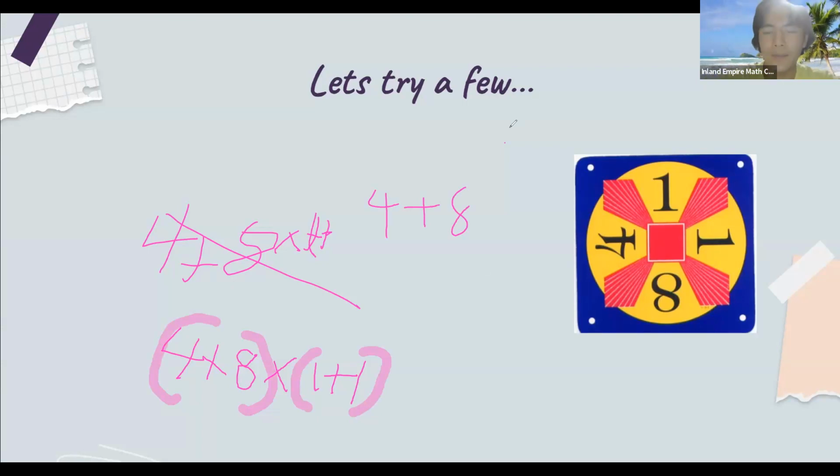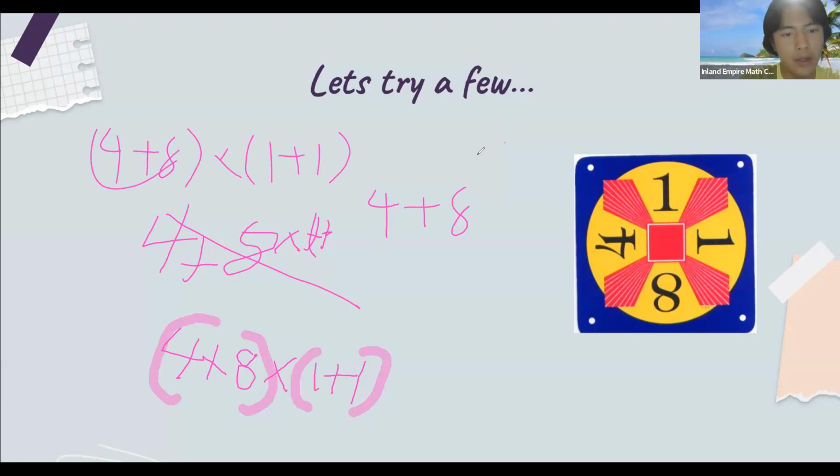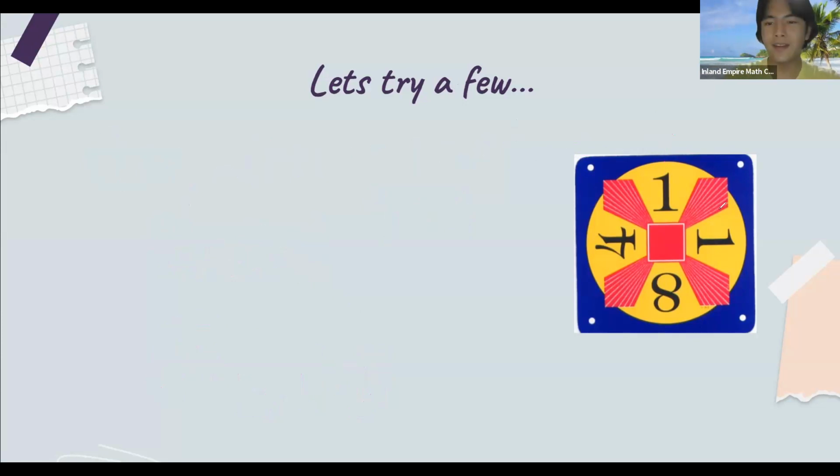Yeah, that's why the parentheses are particularly important, because if you don't have them, it changes the order. But yeah, this is the correct answer. The correct answer is (4 plus 8) times (1 plus 1), which is equal to 12 times 2, which is 24. Good job, guys.